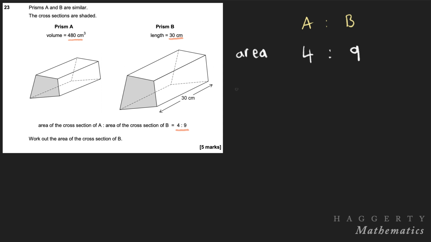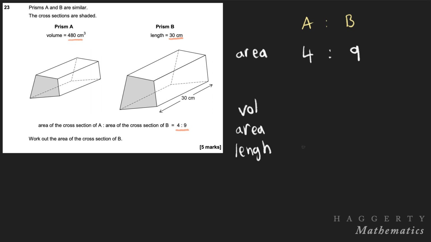The ratio by length, well, because both these shapes are similar, the ratio by area is, well, when you have similar shapes, the length, the area, and the volume ratios are always related.